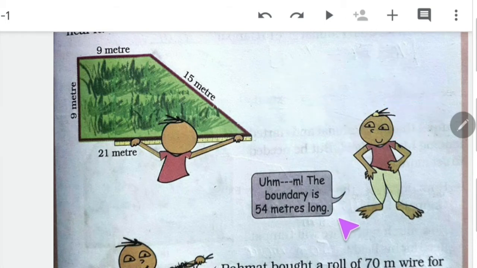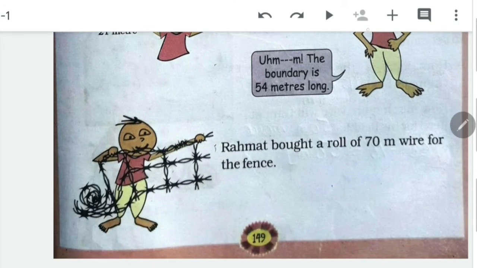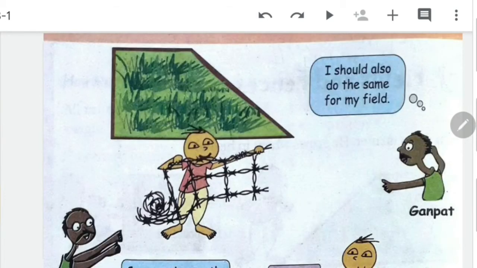Now let's see what we have further. Now he gets to know how much length of wire he is going to need. He is going to need 54 meter long wire to fence his field. Now the further thing is, Rahmat bought a roll of 70 meter wire for the fence. Okay. Now let's see what we have further.